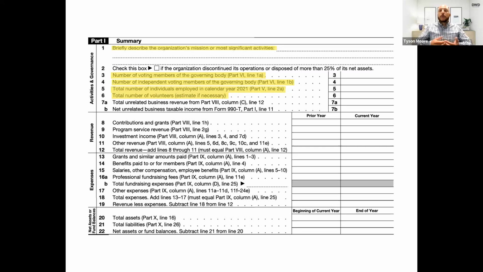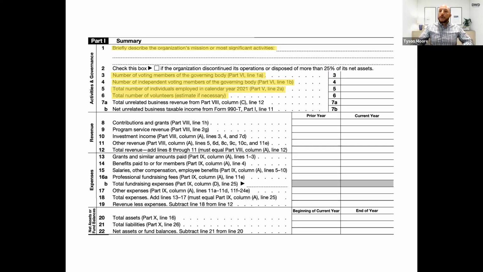When we're looking at the number of voting members of the governing board, this kind of tells us the size of the organization. And this should be the amount at the end of the fiscal year. So how many board members can vote? Because sometimes not all board members can vote. If you have ex officios, interns, or executive directors, they may be considered board members, but they don't all have voting rights. We want to make sure that we're recording the correct number here.